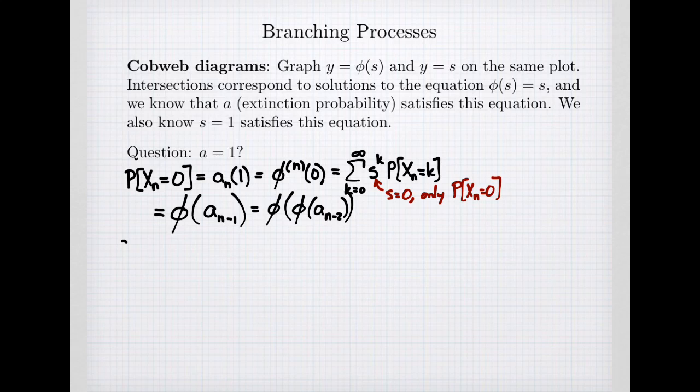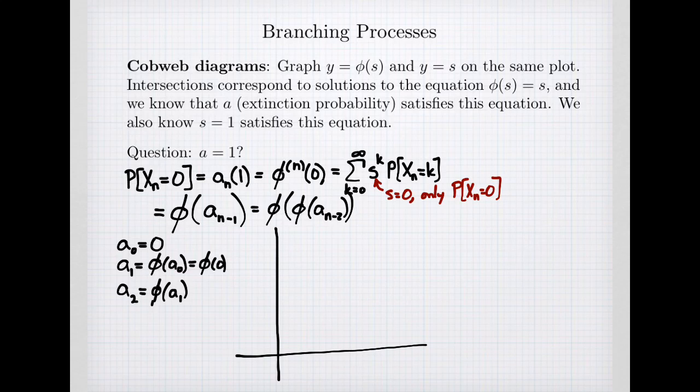Now, at generation 0, the probability of extinction is 0. At generation 1, the probability of extinction is phi of A0, which is phi of 0. If I want the probability of extinction at time 2, this is phi of A1. And so I'm creating a sequence through this function, phi. And what are some things that we know about that function?